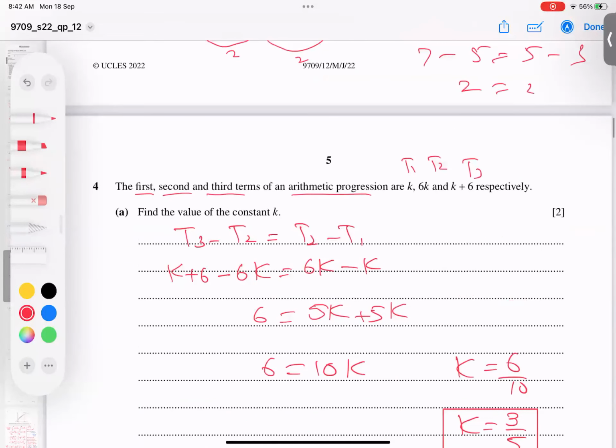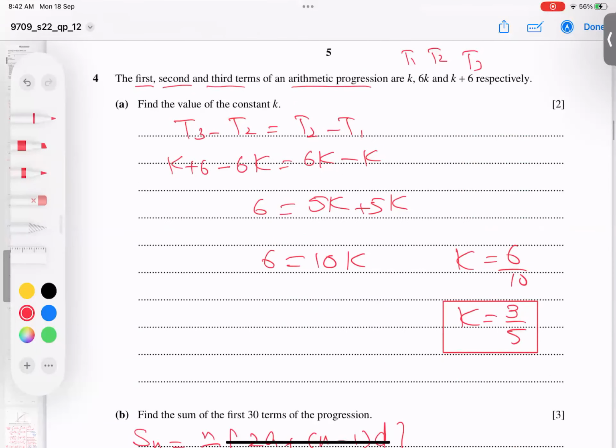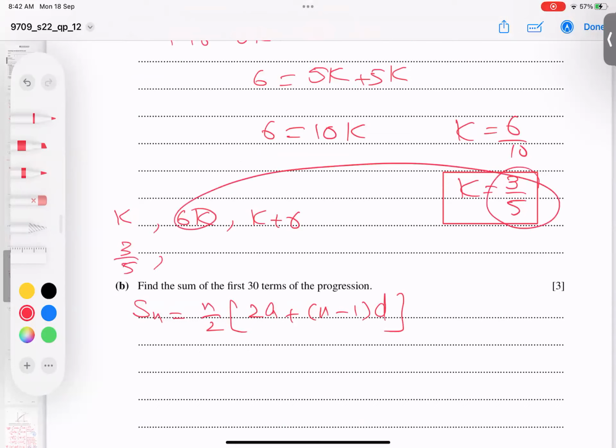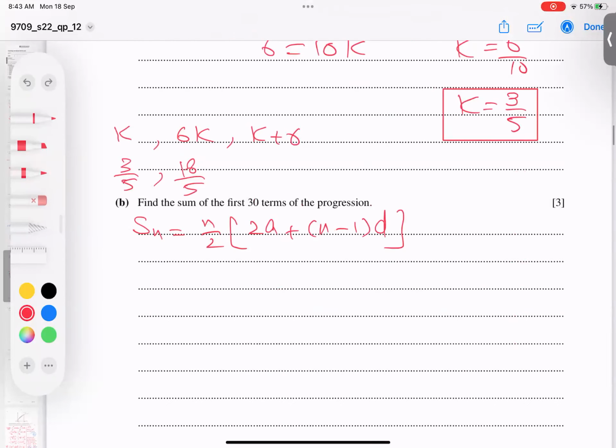For example, what is the first term, student? I'm writing here K. Second term is 6K, and third term is K plus 6, I got from here. So when I keep this value here, the first term is coming from this one. So when I keep this value here, I get 18 by 5. No need to find the third one, because 3 times 6 is 18 over 5. So this is called the first term.